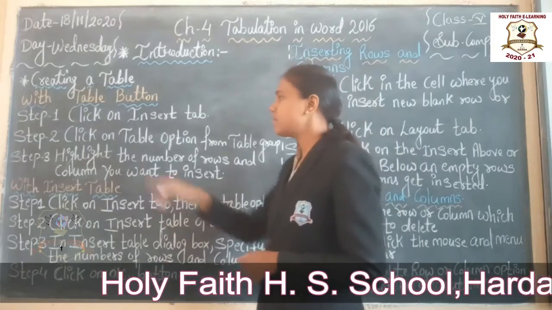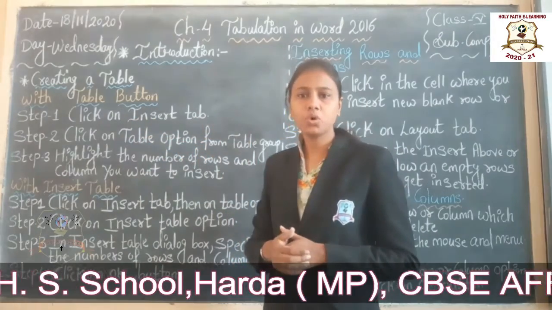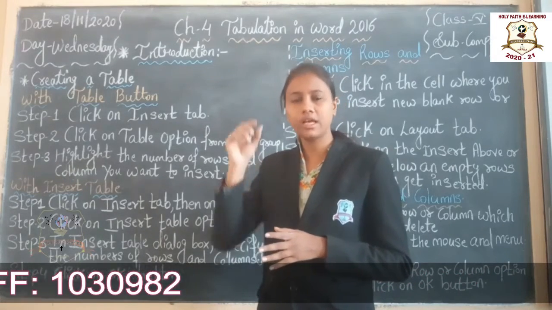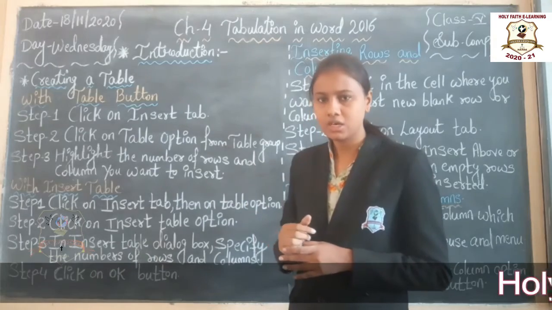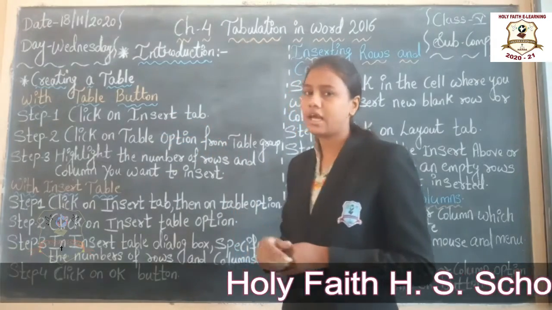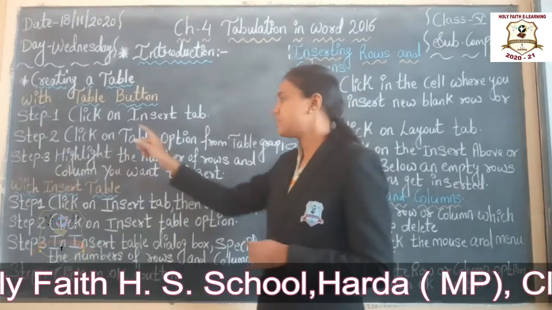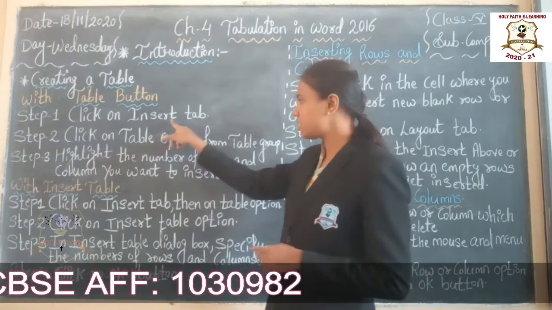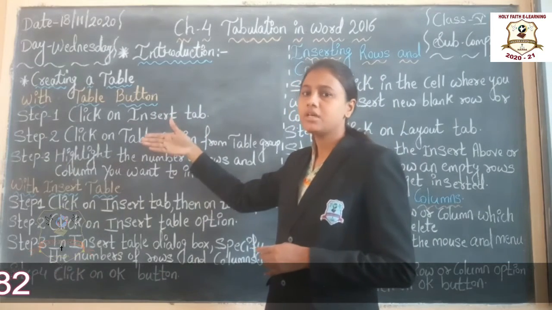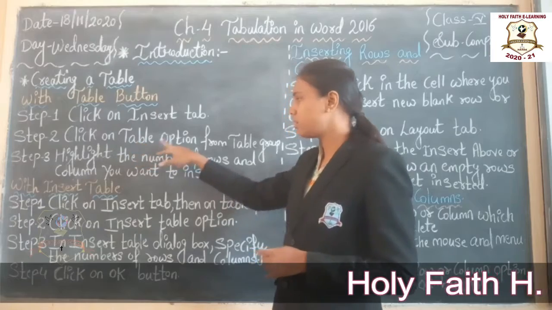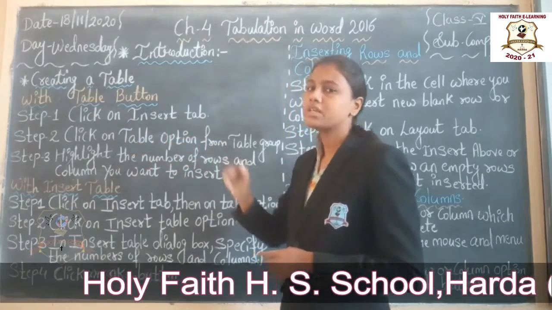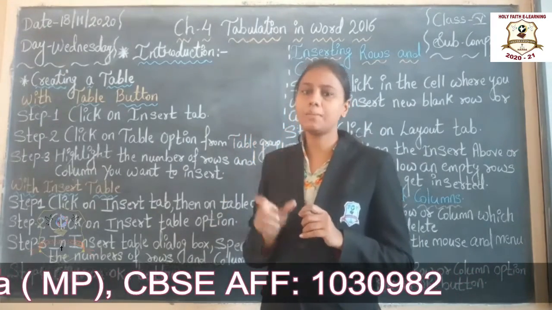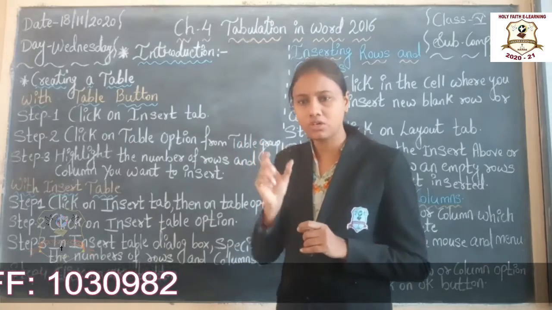The first step is to click on the insert tab. First you have to open your MS Word. When you open your MS Word, at the top you will get an option of insert. Click on the insert tab. Second step, click on the table option from the table group. When you click on the table option, one small table will appear on your screen.